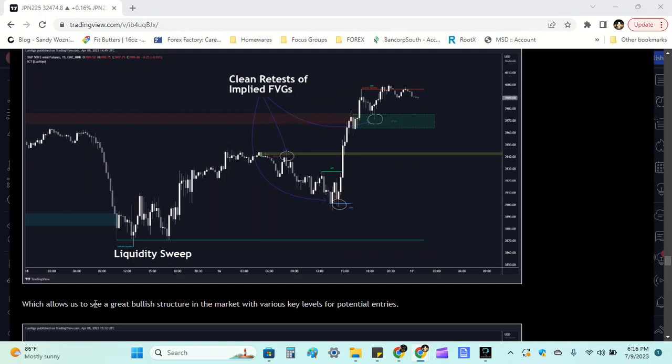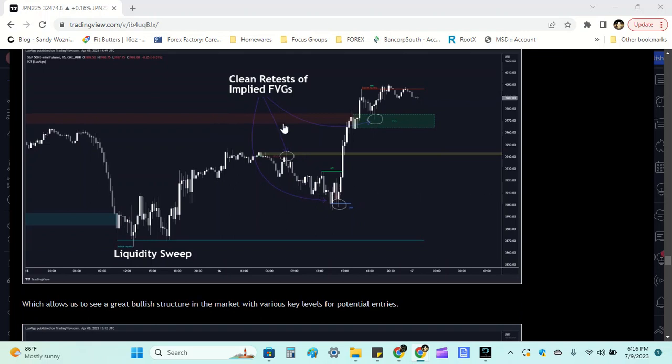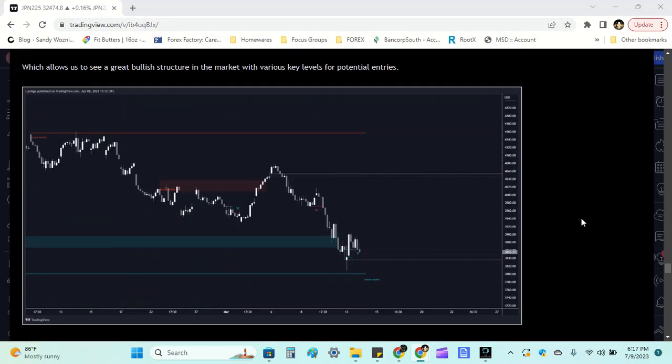Which allows us to see a great bullish structure in the market with various key levels for potential entries. So this is going to depend, like most things, on your trading style, but it has these things marked. Clean retest of implied FVGs, there, there, and here, where you see the circles there.